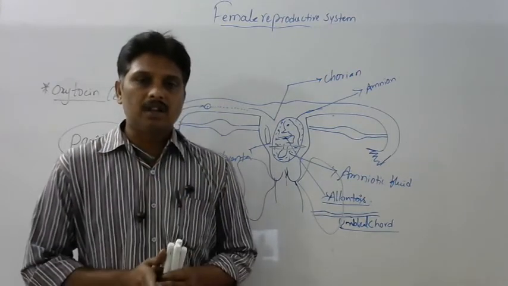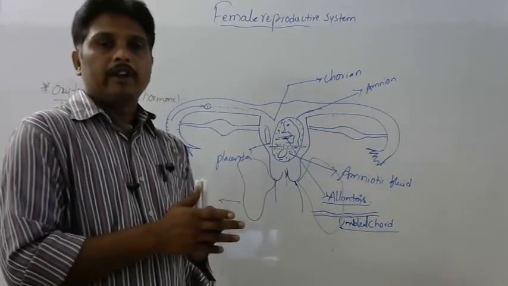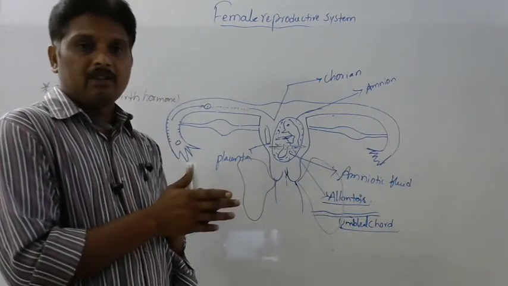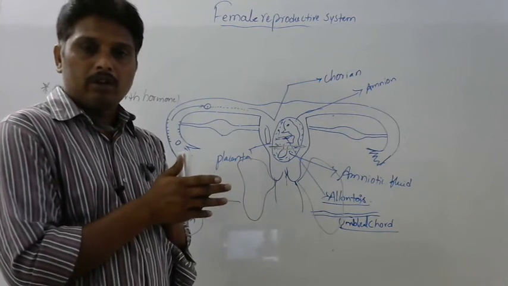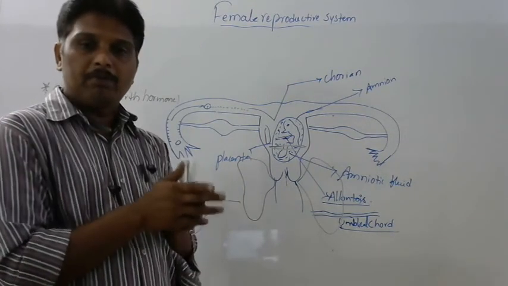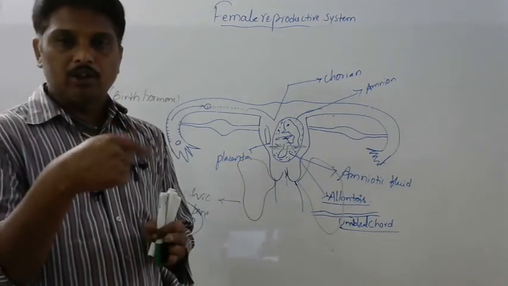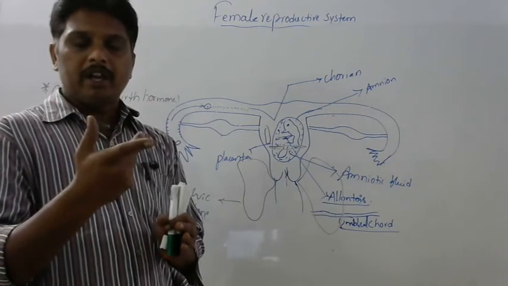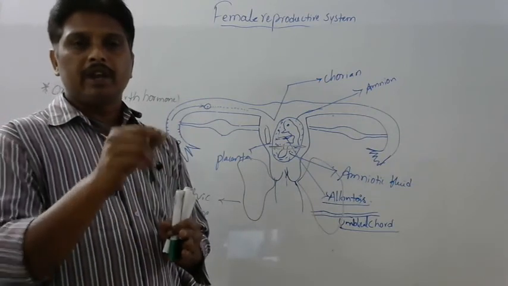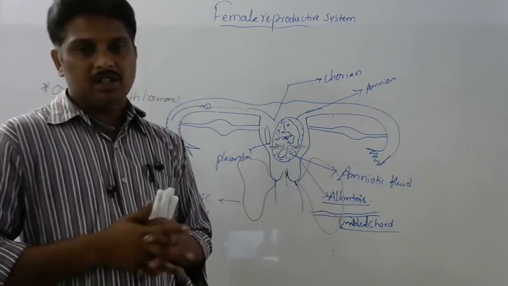This is about the function of the reproductive system. Gestation period: the period taken by the baby to develop in the mother's womb is called the gestation period. Gestation period is about 270 to 280 days in humans. It varies from species to species.